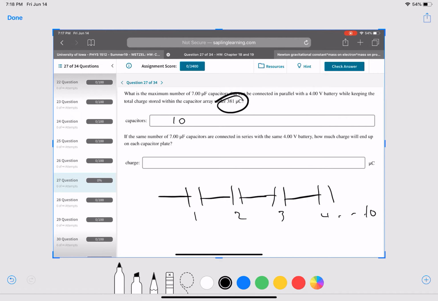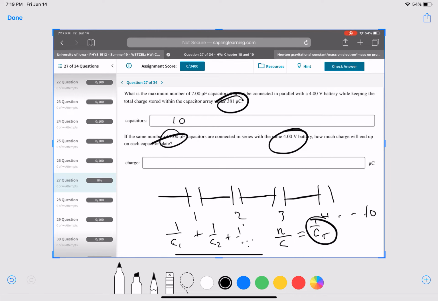So now what we have to figure out is we're going to have 1 over C1 plus 1 over C2 plus 1 over and so on to get our total capacitance. But since they're all the same, it's just going to be N over C, because 1/2 plus 1/2 plus 1/2 is the same as 3 halves. So you just have N over C, and that's going to be 1 over C total. So solve for what C total is, and then Q is CV.